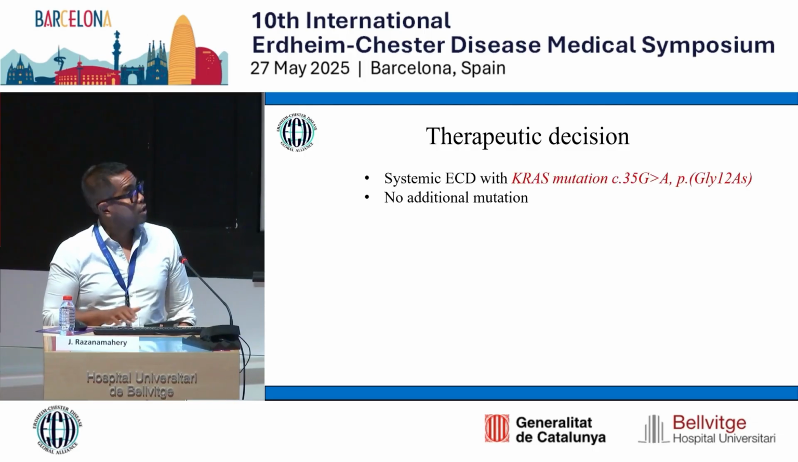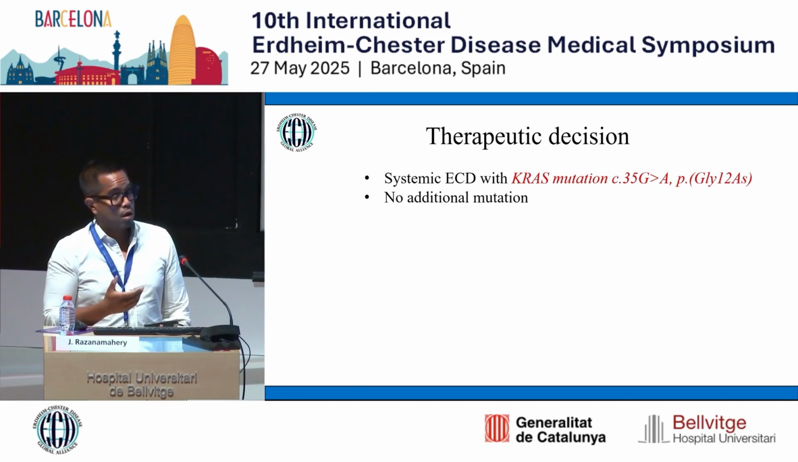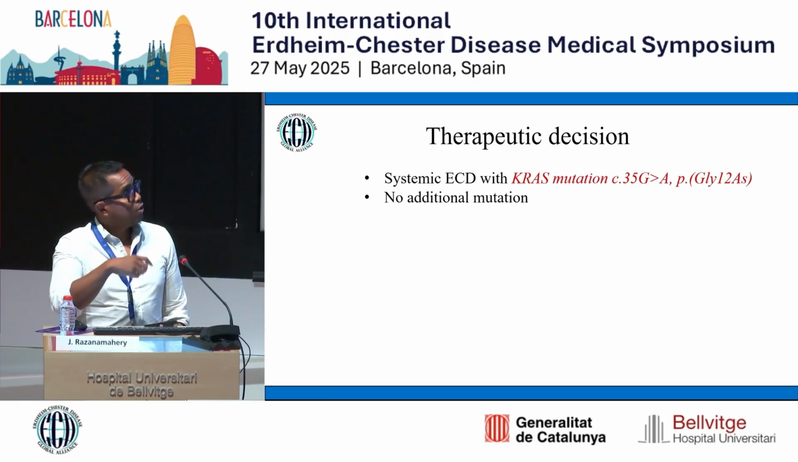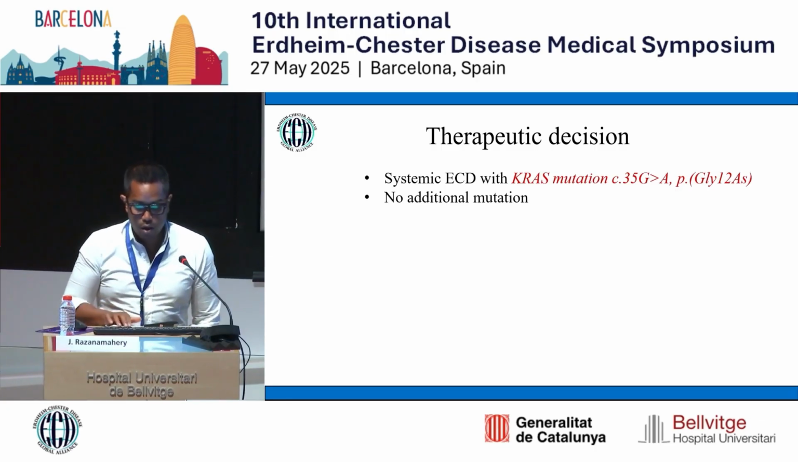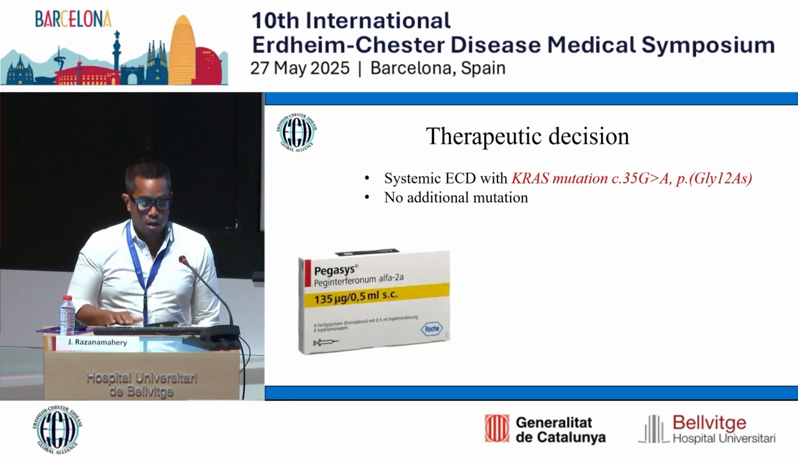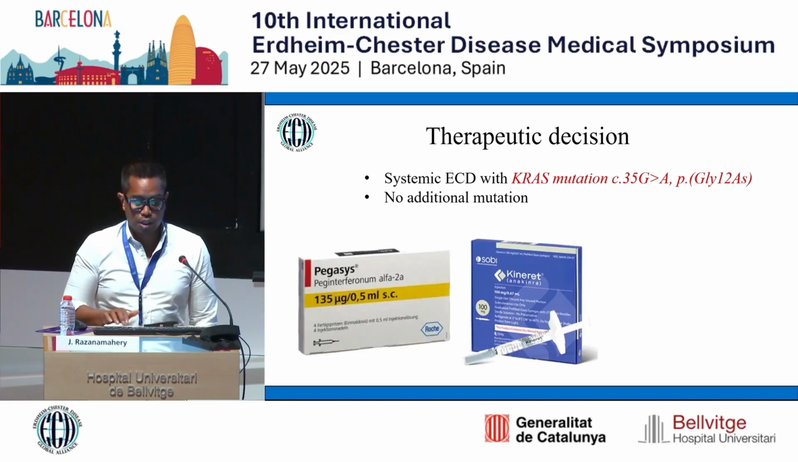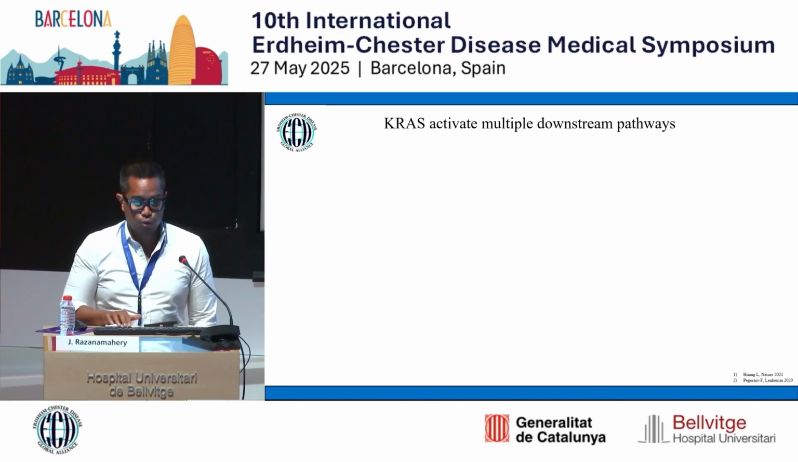But the problem is that we don't really know how to treat patients with KRAS mutation because it's complicated. There is a lot of downstream below KRAS, and there is activation of CRAF when you treat patients with a BRAF inhibitor. So the choice may be interferon, Kineret, cobimetinib, we don't really know.